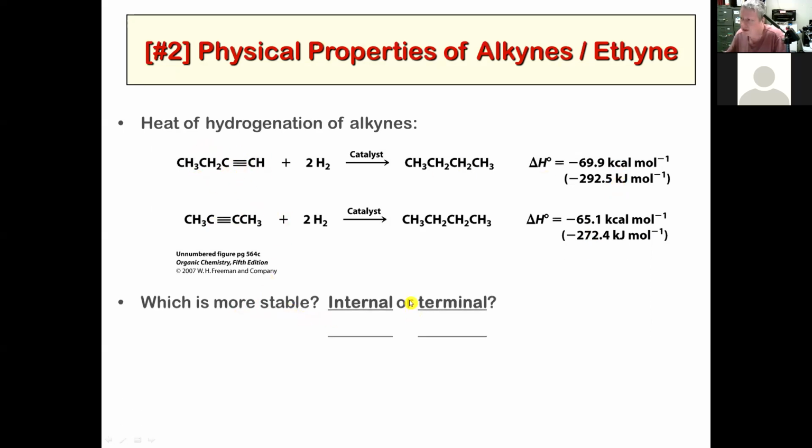Which is more stable? The more stable one's the internal one, the less stable one's the terminal one, the one where it's at the end. And this is exactly the same as alkenes. If you remember alkenes, we did the same thing. An alkene with a bunch of stuff on it is stable. A terminal alkene with nothing on it is less stable. So it's the same exact thing as we learned in the alkene chapter. So an internal alkyne is more stable. A terminal alkyne is less stable and produces more energy when you hydrogenate it.